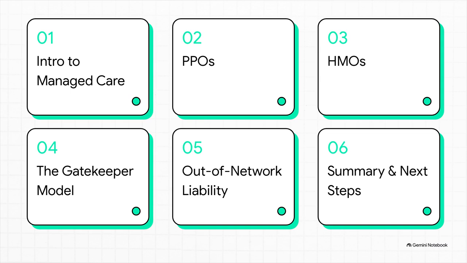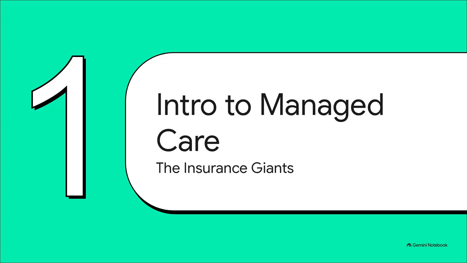Okay, here's our exact roadmap for today. We're going to kick things off with a quick intro to managed care. Then we'll break down preferred provider organizations, followed by health maintenance organizations. After that, we'll look at the PCP Gatekeeper model, tackle the high stakes of out-of-network financial liability, and then bring it all home with a summary and our next steps. All right, starting right off with Section 1, Intro to Managed Care Organizations.